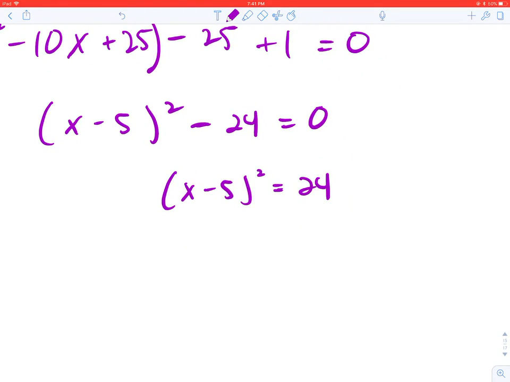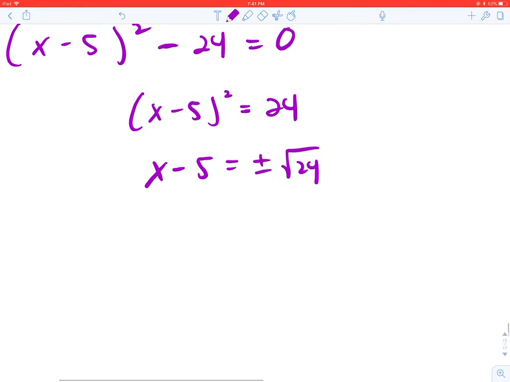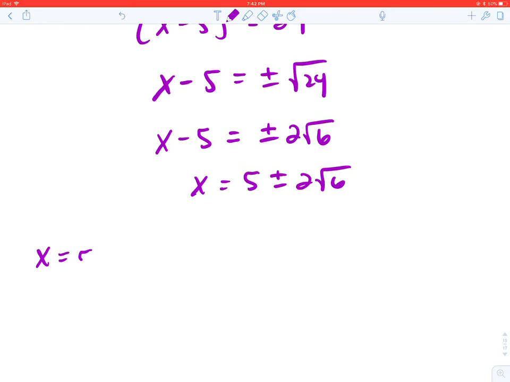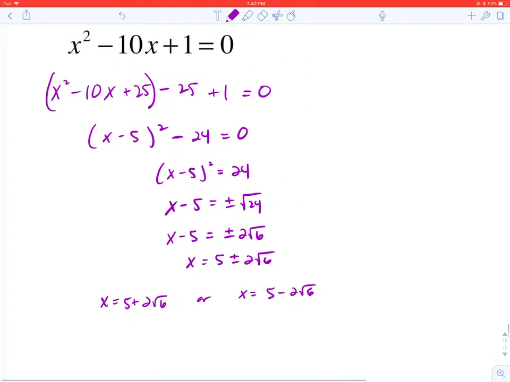Okay, x minus 5 squared equals 24. Take the square root of each side of the equation, so we'll have plus or minus root 24. Now, 24 has a perfect square factor of 4. So I can rewrite root 24 as 2 root 6. And then adding 5 to each side of the equation, we'll have x equals 5 plus 2 root 6, or x equals 5 minus 2 root 6.